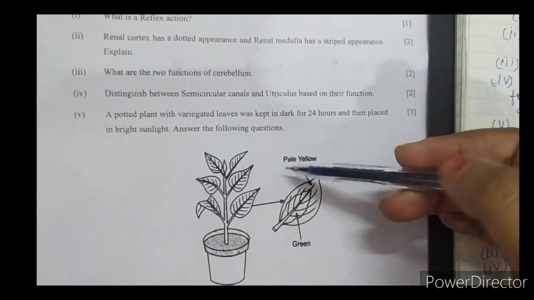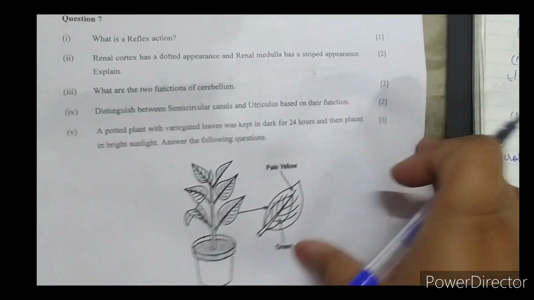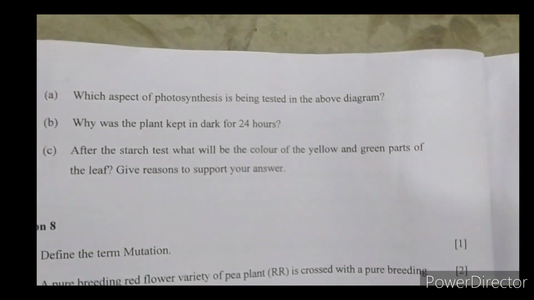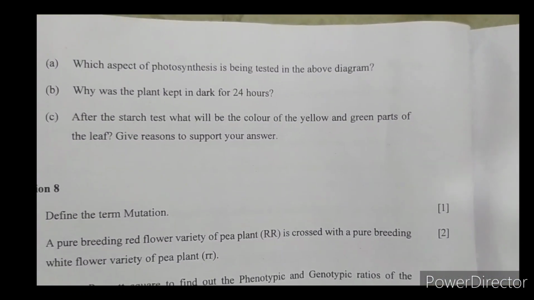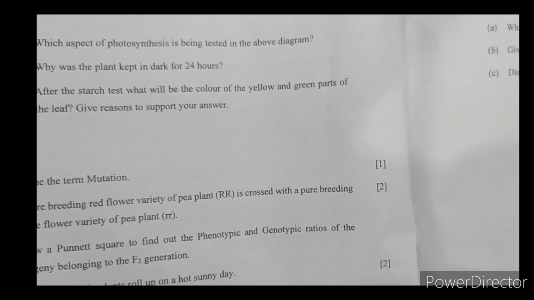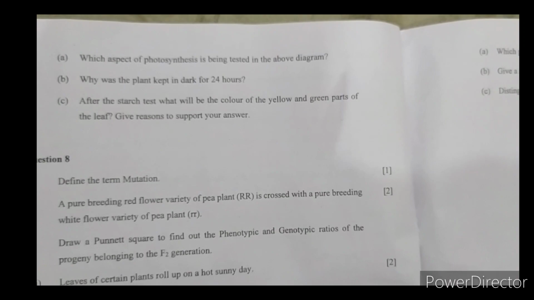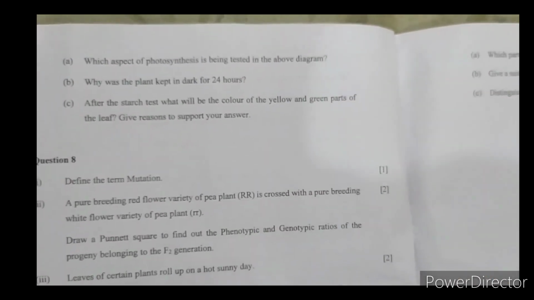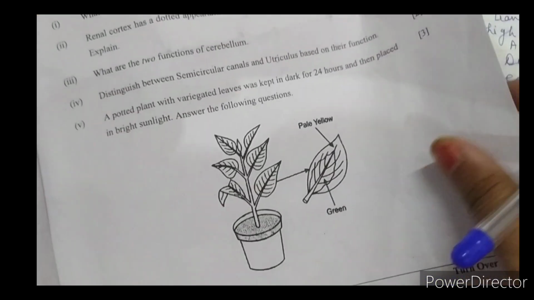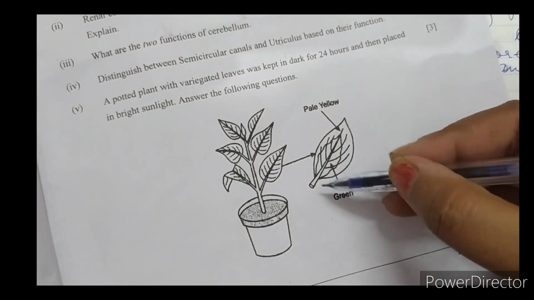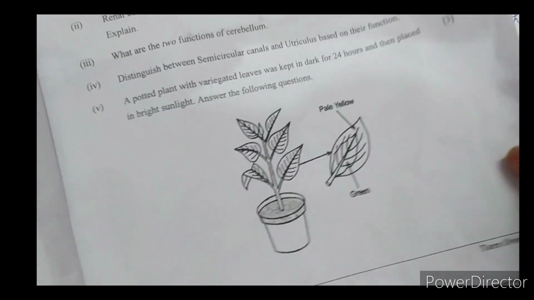Again, a diagrammatic question of variegated leaves. Now, the first part is: which aspect of photosynthesis is being tested in the above diagram? To show that chlorophyll is necessary for photosynthesis, because variegated leaves are the leaves in which there is chlorophyll in patches. You can see here they have shown you the chlorophyll is in patches. This is the green part and this is the light yellow part.